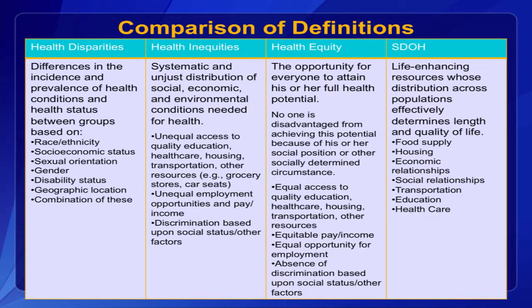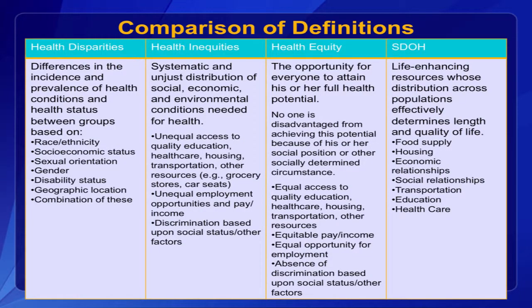Health disparities are differences in the incidence, which is new cases, and prevalence, which is new and old, of health conditions and health status between groups. So disparities are numbers. Not all disparities are unfair. Then there are health inequities, which is the systematic and unjust distribution of social, economic, and environmental conditions needed for health. For example, unequal access to quality education, healthcare, housing, and so on. In contrast, health equity is the opportunity for everyone to attain his or her full health potential. No one is disadvantaged from achieving this potential because of his or her social position or other socially determined circumstances.